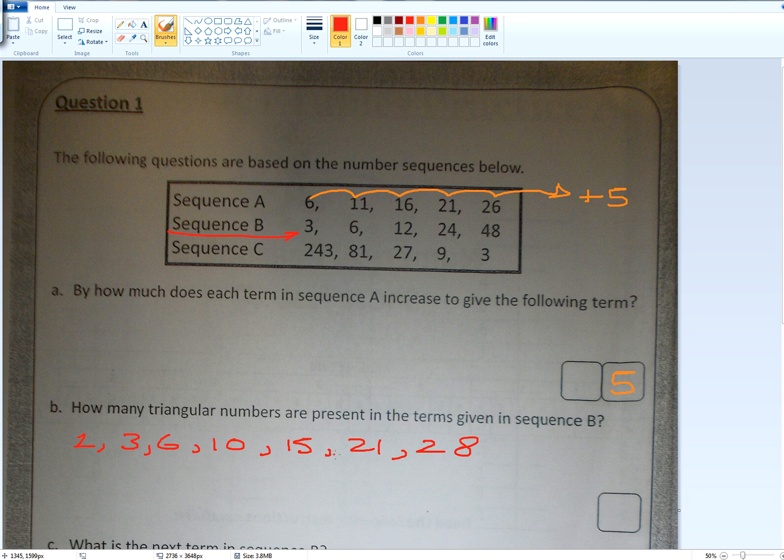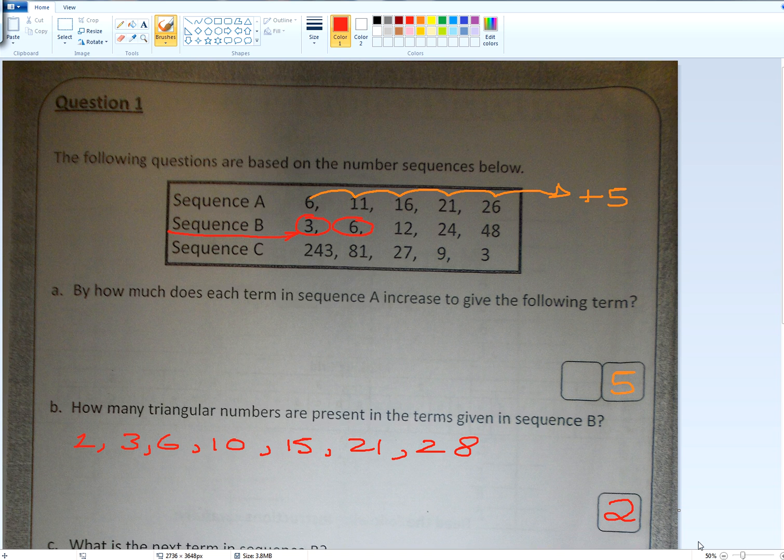Right, let's have a look. If you look over here, the number 3 is present, which matches the triangle numbers. What else matches? 6, and 6 as well. Any more that match there? No. So only 2 match.